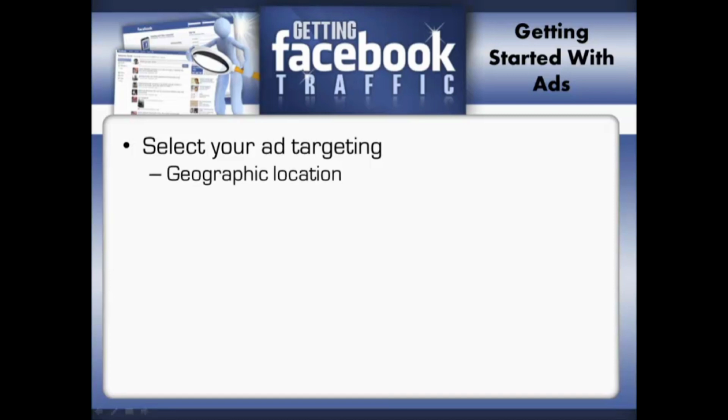We've got geographical location. So you can drill right down into where somebody lives if you choose. You can say, I want to pick this area right here. You can target everywhere. You can target countries. You can be specific on states and provinces. You can even do specific cities.